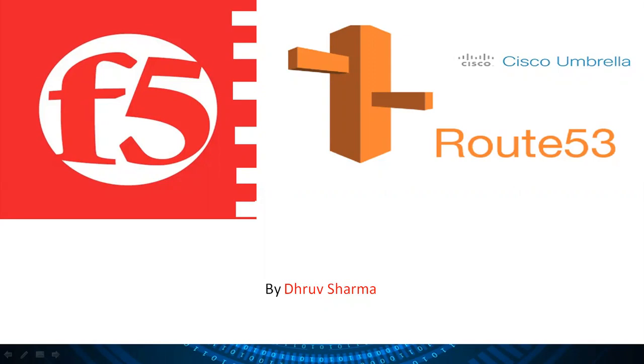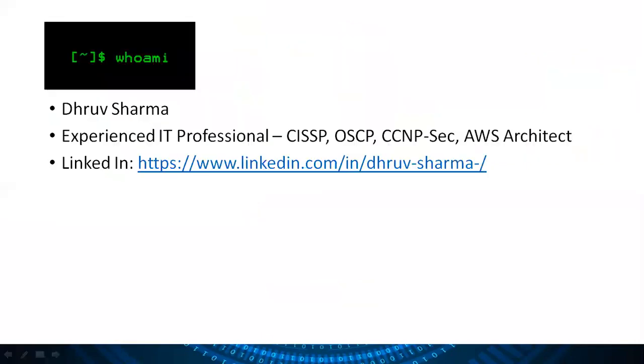In this session, we're going to compare what services are provided by F5 for DNS, what's provided by AWS, and a quick reference to Cisco Umbrella. That's a security offering provided by Cisco for DNS services. On that note, let's jump in.